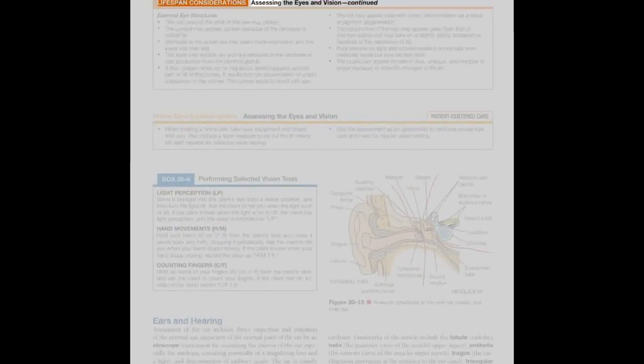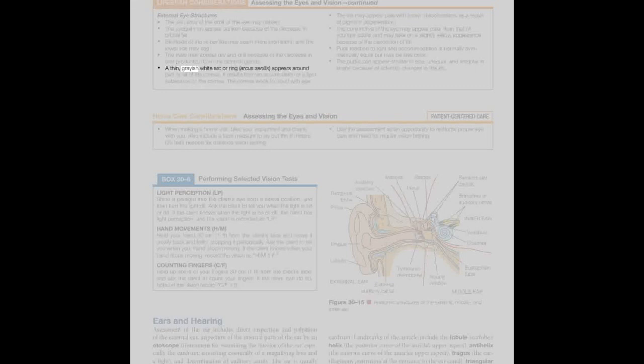Lifespan considerations, assessing the eyes and vision, continued. External eye structures. The skin around the orbit of the eye may darken. The eyeball may appear sunken because of the decrease in orbital fat. Skin folds of the upper lids may seem more prominent, and the lower lids may sag. The eyes may appear dry and dull because of the decrease in tear production from the lacrimal glands.